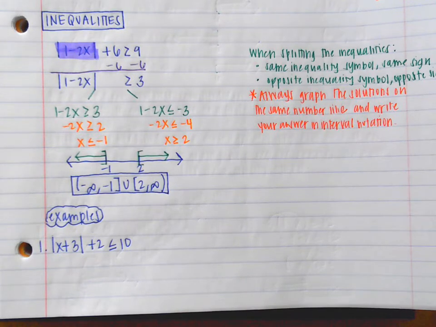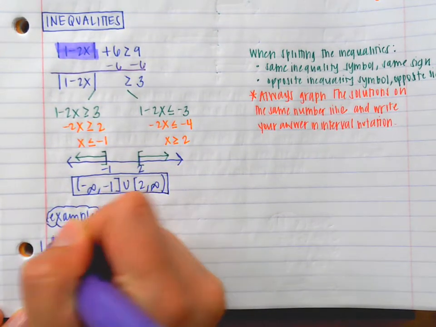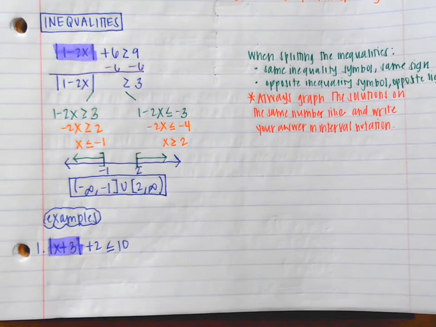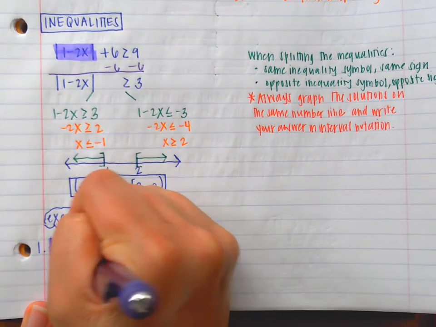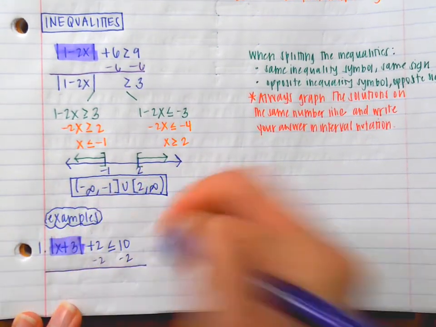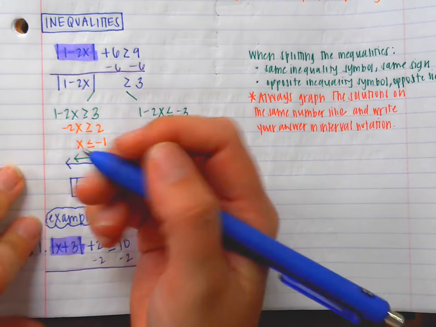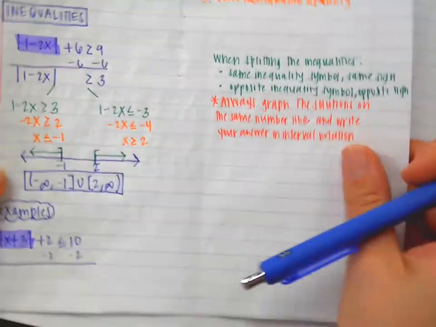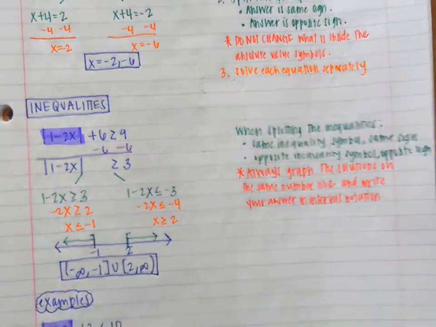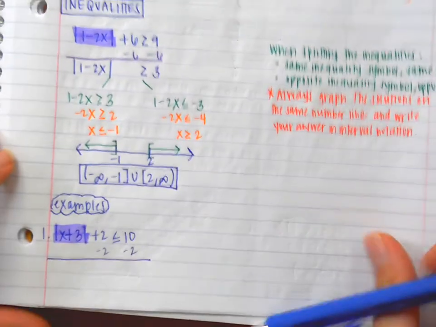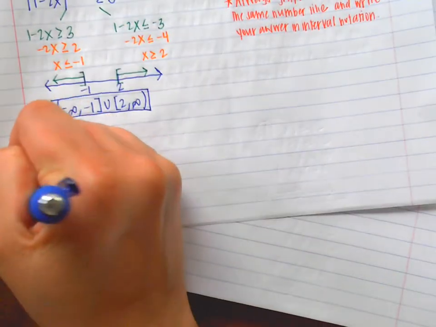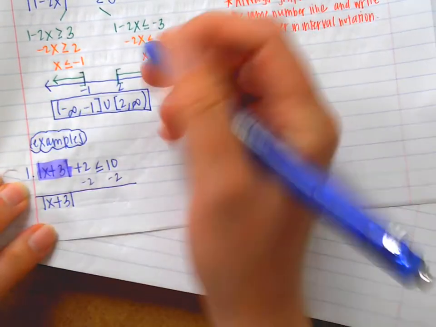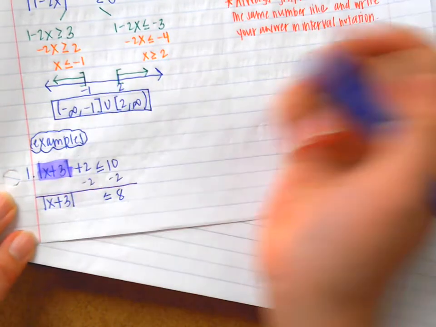Okay, so you can either just keep going with me or you can fast forward through me to just see the answer and see if you got there. So I would first isolate my absolute value expression, which is x plus 3 here. So I need to get rid of that plus 2, so I'm going to minus 2 from both sides. Okay. So we have the absolute value of x plus 3 is less than or equal to 8.